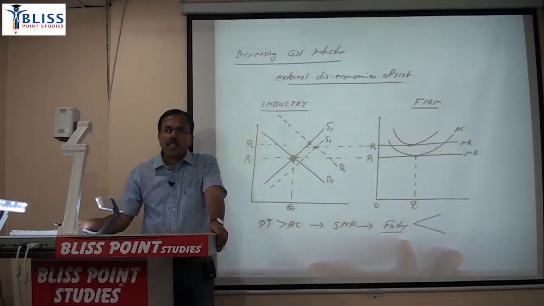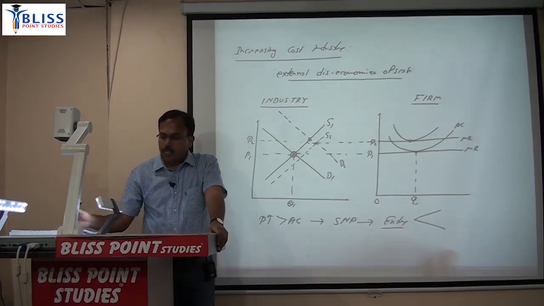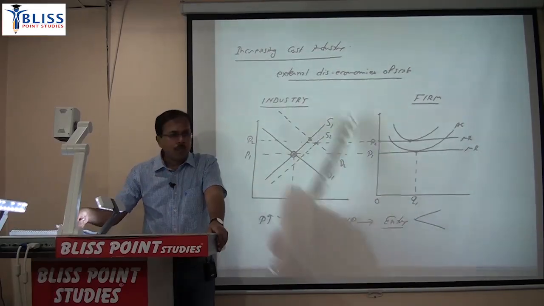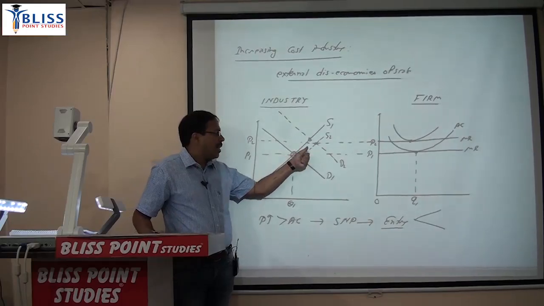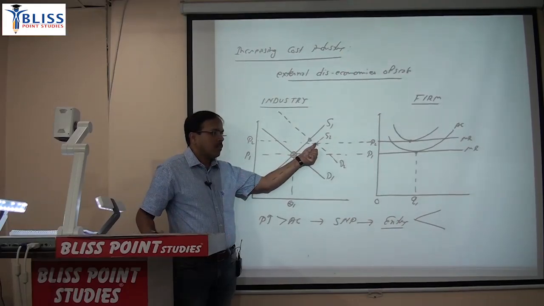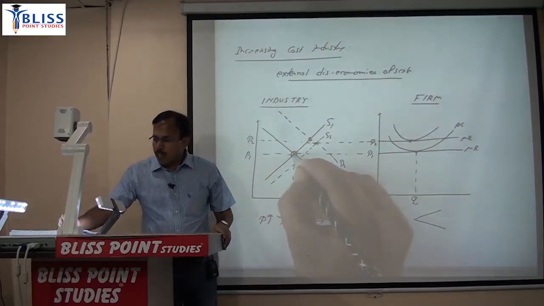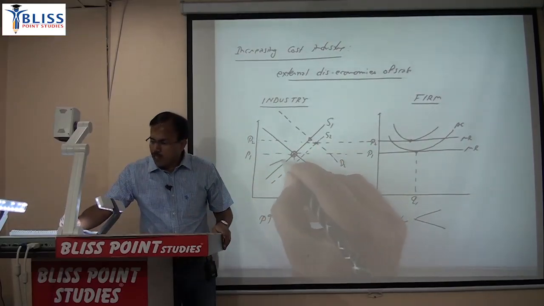But the point is, where is the industry supply curve? In this diagram, where is the supply curve of the industry? We started with this point and the final adjustment point is this after entry. So if you connect these two points, then what is the shape?